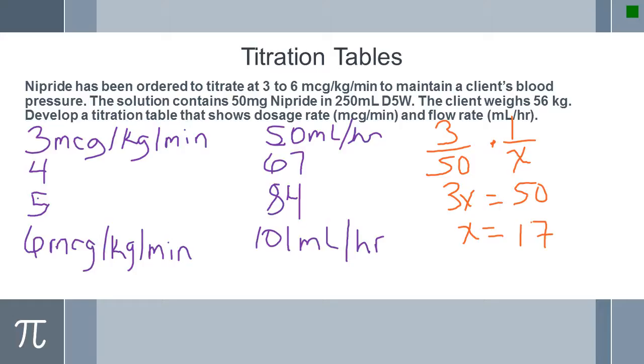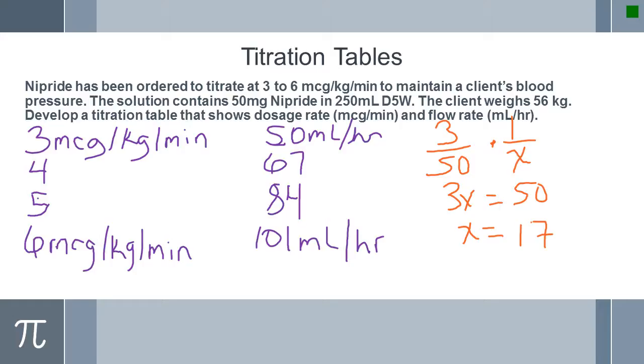So now we're going to take our 3 times 56 times 6 times 25, and we get 25,200 over 10 times 50, which is 500. So when you take 25,200, divide that by 500, then we get 50.4 or 50 milliliters per hour. So our low dose is 50 milliliters per hour. So we know our low was 50 mils per hour.